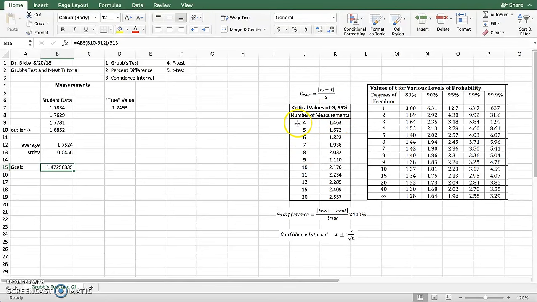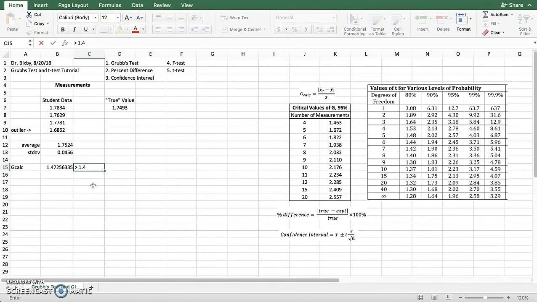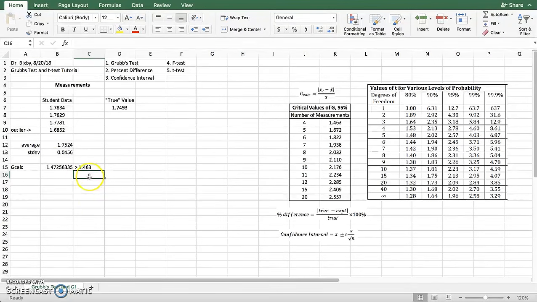I've got 4 measurements, and therefore I'm comparing this to 1.463. So my calculated value is greater than 1.463, which is my G table value, and therefore because my calculated or my experimental value is greater than the table value, I can discard that data point. So here I can discard this.